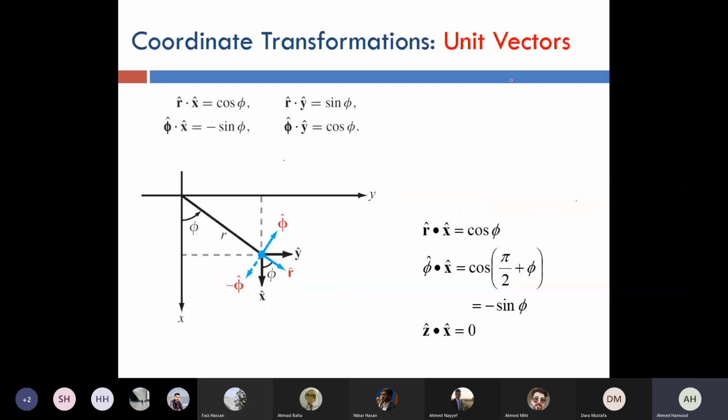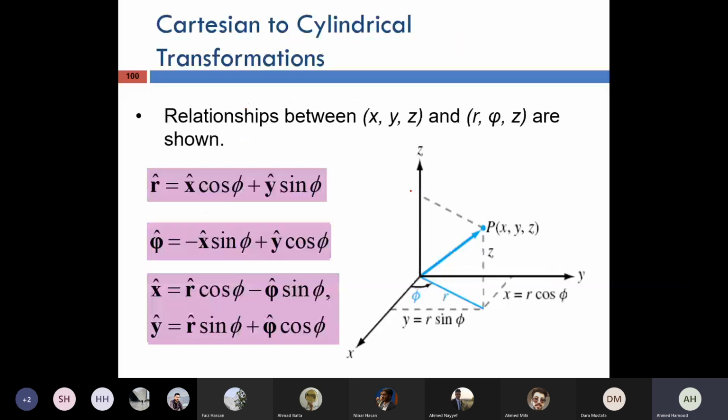Coordinate transformations, unit vectors. Okay, so as I said, we have x and y. In this case we have r dot x is equal to cosine phi, and phi dot x is equal to negative sine phi, which equals cosine of pi divided by 2 plus phi, and z dot x, which equals 0. This is just a general transformation in unit vectors. So let's see also the relationship between two coordinates. The first coordinate is Cartesian, and the second one is cylindrical.